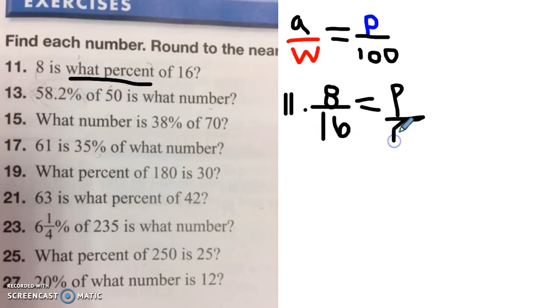To solve this, like we did in class, you can multiply 8 times 100 and then divide by 16. So you're always multiplying the numbers that are across from each other, then dividing by the extra number. Okay. For 12, 52% of 50 is what number?